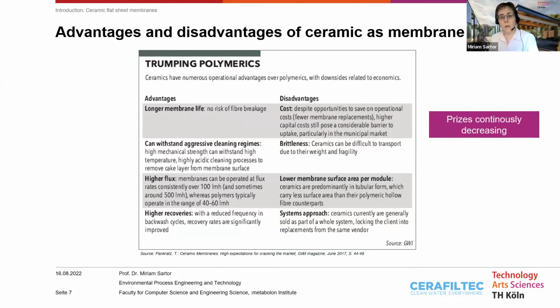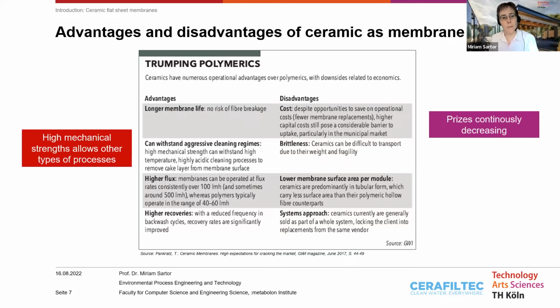The prices are continuously decreasing for ceramic membranes as we have new developments, we have more competitors, and the market is developing very fast. We see that with the high mechanical strength, not the brittleness, but the mechanical strength of the ceramic membranes and even the chemical strength against aggressive cleaning agents, the ceramic membranes allow us to develop other types of processes than those which are possible for polymeric membranes.